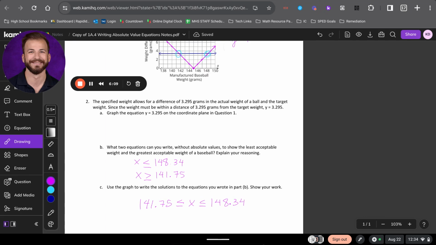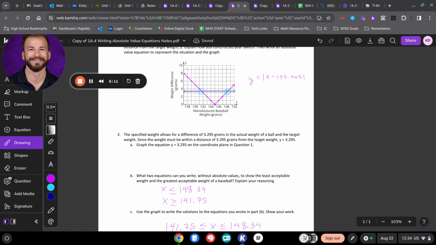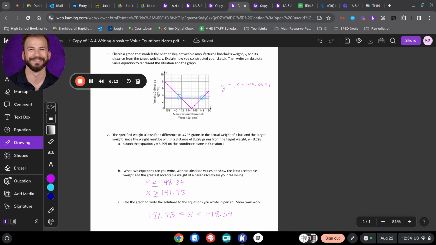All right. And y'all, that's really all there is to writing absolute value equations. They're typically rather straightforward. Most of the situations are the same. There's a bit more practice in our 1A.3 to 1A.4 practice packet, as well as the review packet you're going to pick up in class.